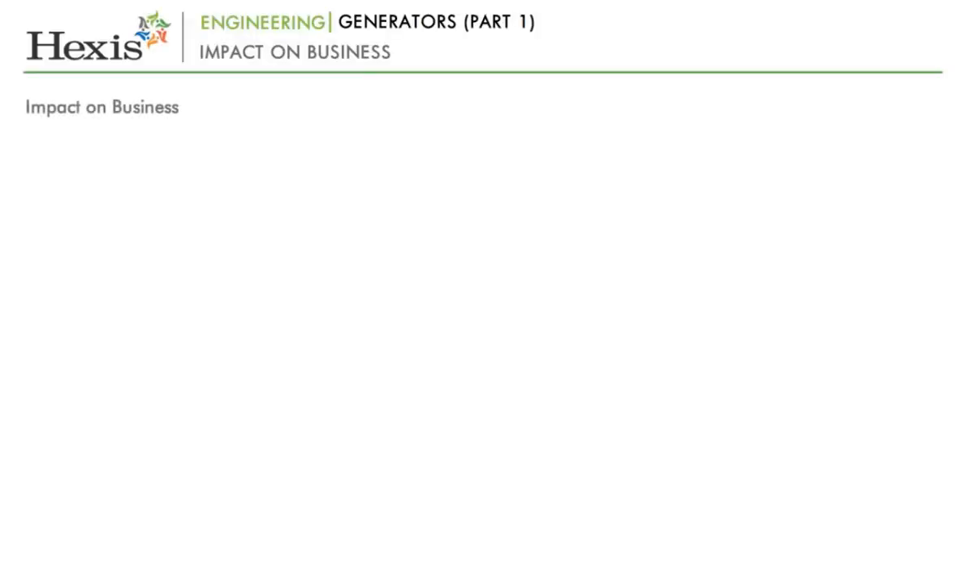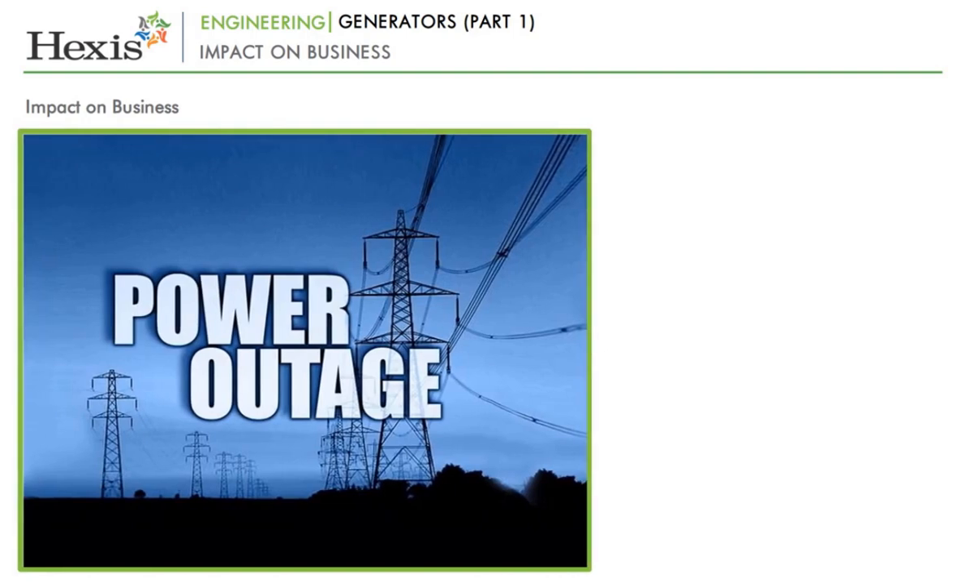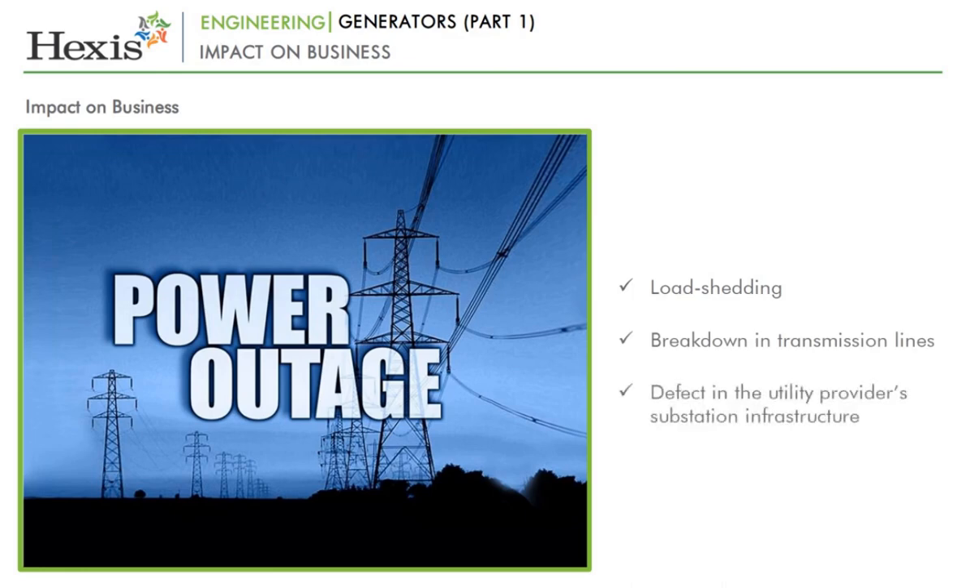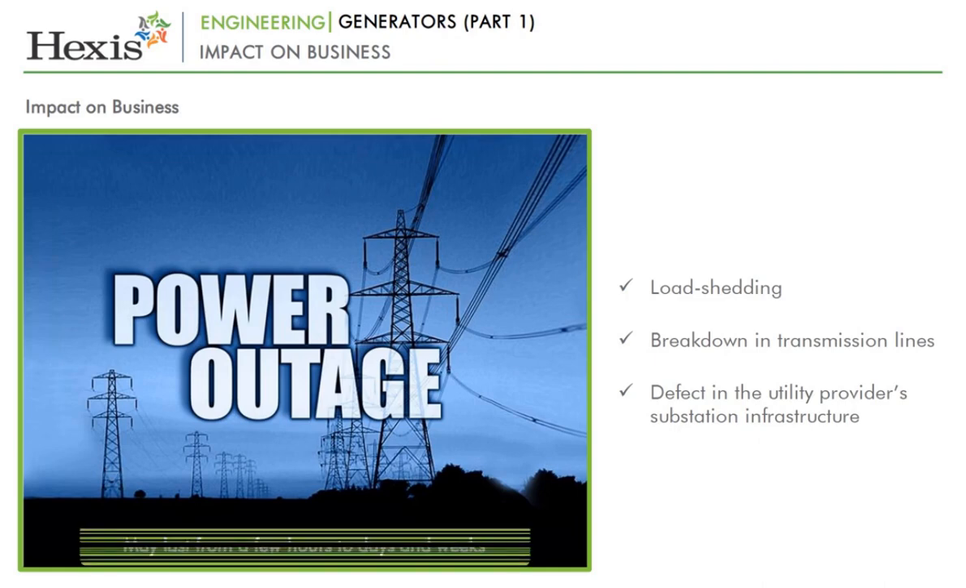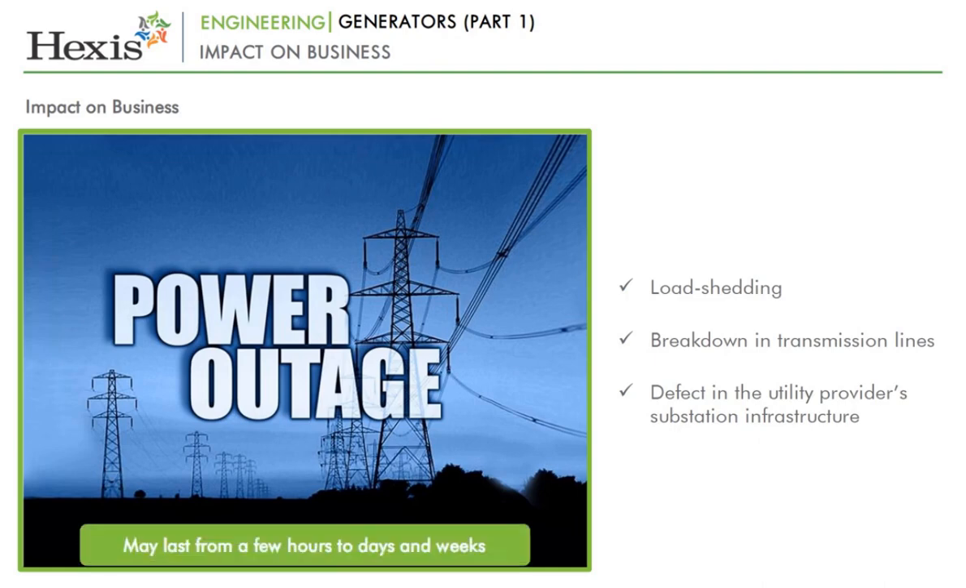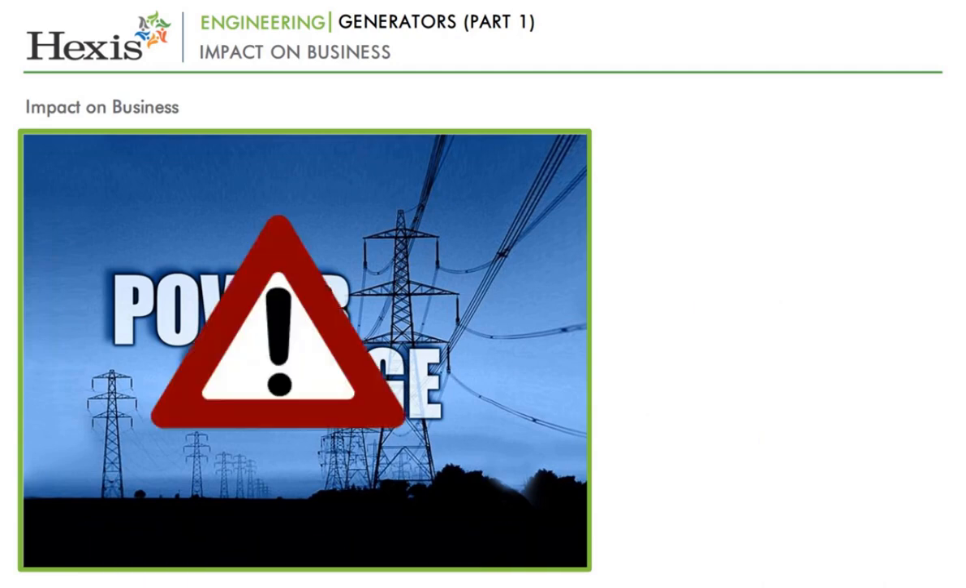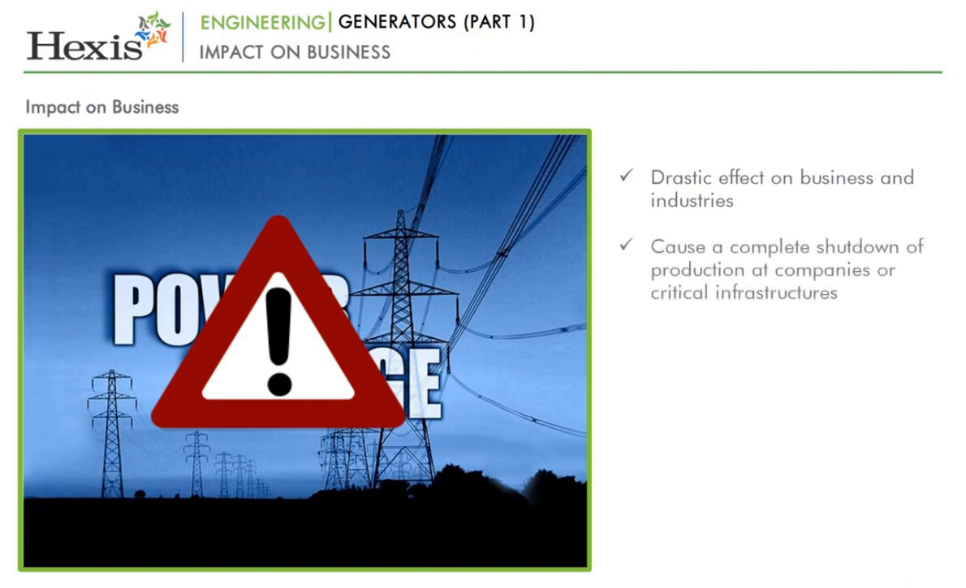The improper functioning of generators can impact businesses in several ways. Let's see how. Power outages or blackouts can occur due to several reasons, including load shedding and breakdown in transmission lines or a defect in the utility provider's substation infrastructure. The outages can last anywhere from a few hours to days or even weeks. This can have drastic or even disastrous effect on business and industries, causing a complete shutdown of production at companies or critical infrastructures like telecommunications networks, financial networks, water supplies, and hospitals. This can cause tremendous economic losses to the business.